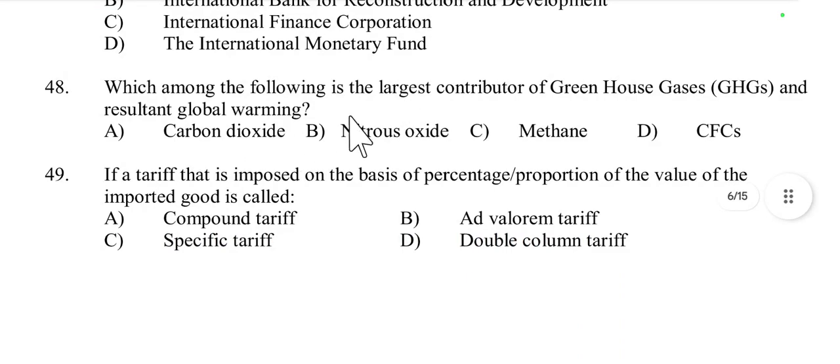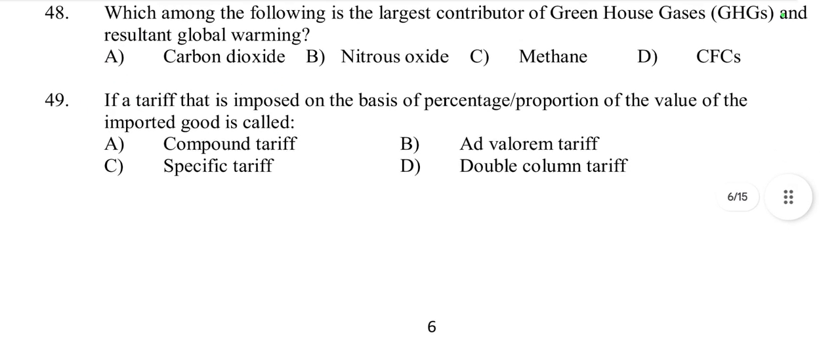Then question number 48, which among the following is the largest contributor of greenhouse gases and resultant global warming? The options are carbon dioxide, nitrous oxide, methane, CFC. So carbon dioxide is the largest contributor of greenhouse gases, because from all the vehicles and industries a huge amount of carbon dioxide is released.